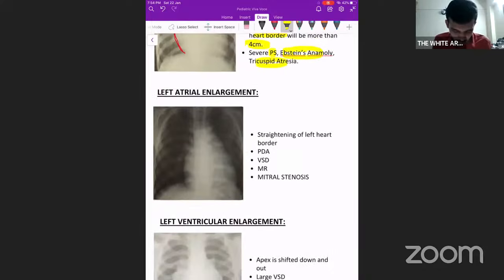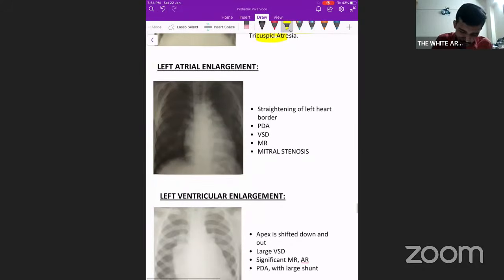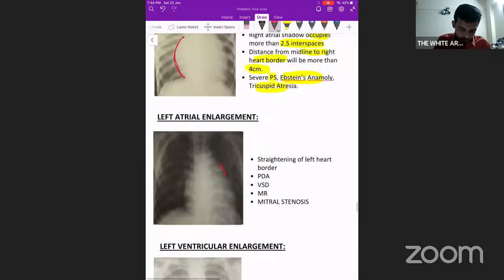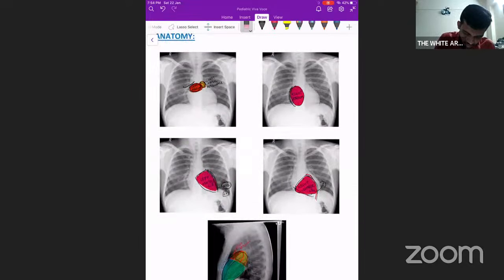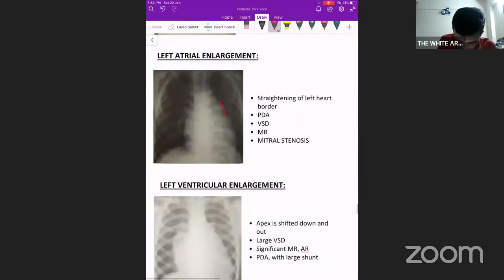Next is left atrial enlargement. As we already saw, the left atrium doesn't make any of the heart borders except for a small part over here. What we saw over here is the usual heart border after the aortic knuckle. But what we see over here is straightening of this left heart border, correct? So if there is straightening of the left heart border, then it indicates there is left atrial enlargement, which signifies that the left atrial appendage has enlarged.